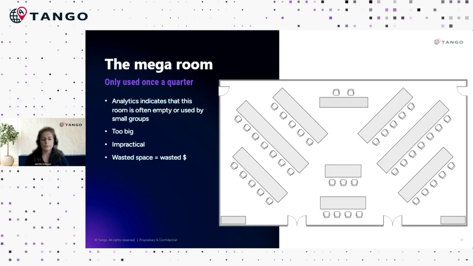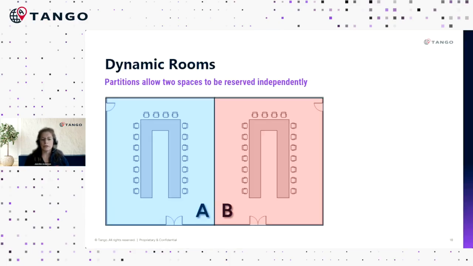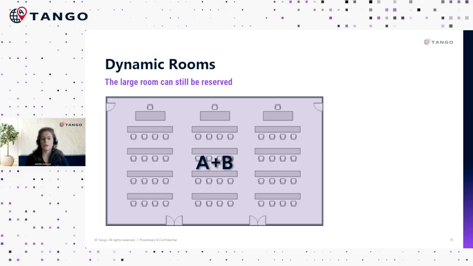Our solution? Add partitions and use dynamic rooms. Here, a partition has been added to divide the large room into 2 rooms that can be reserved independently. The partition can be removed to enable use of the large room, known as A plus B, which makes the separate A and B rooms unavailable. And if you book either A or B, then A plus B becomes unavailable.